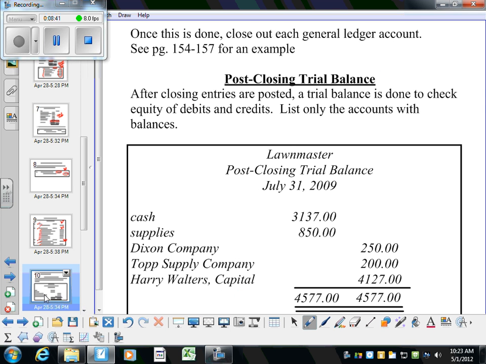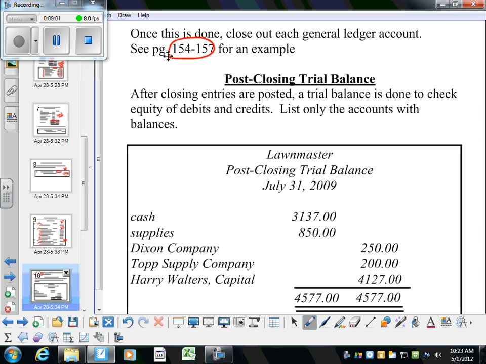Now, to make sure that after you've done posting, you can also look in your textbook. Page 154 to 157 shows all of the general ledgers that you've posted to. I just didn't show you on here because it would take too much space and time. So after you're done all of your posting, everything is done for the whole month.